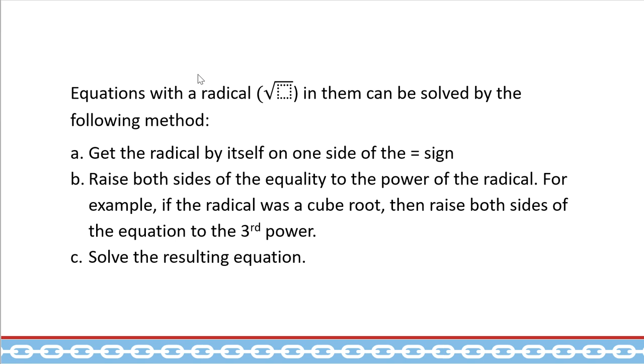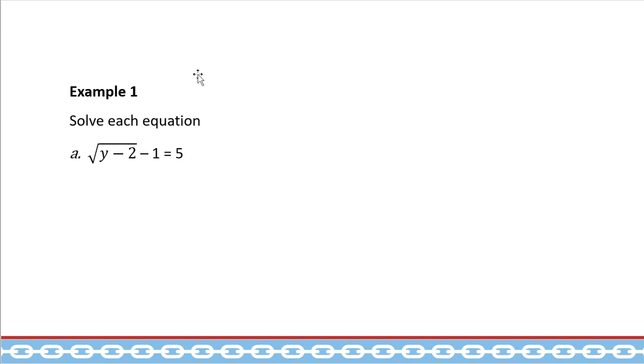We get the radical by itself on one side of the equal sign. We raise both sides of the equality to the power of the radical. For example, if it was a cubic root, raise both sides to the third power, and then we solve whatever is left. So here we go.